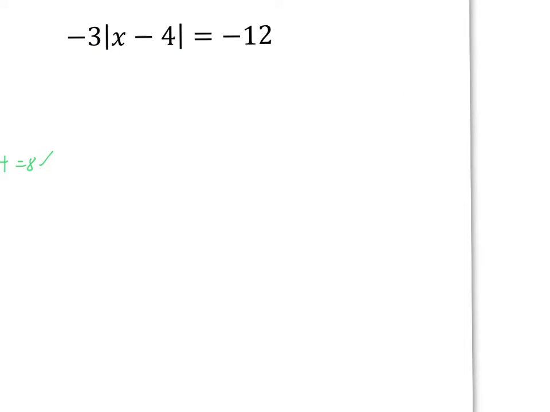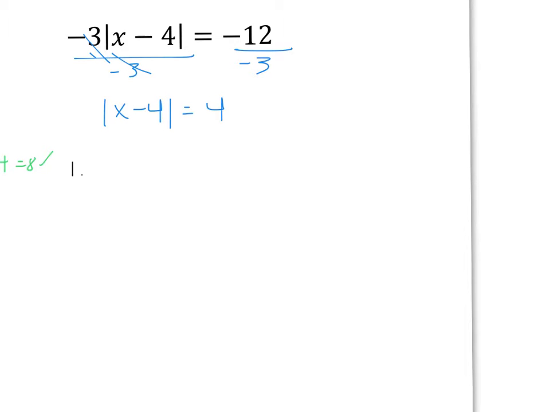Let's take a look at the second example. Before I can write my two cases of absolute value here, I need to isolate the absolute value and divide by the negative 3 that's being multiplied by it. So when I divide by negative 3, I get the absolute value of x minus 4 equals positive 4.